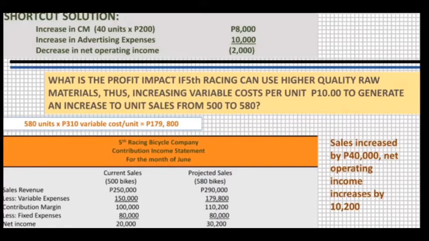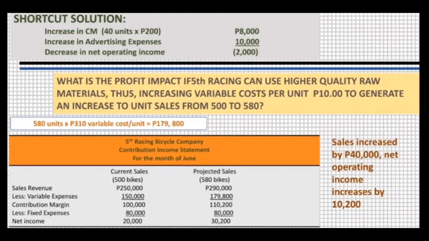Increase in CM, 40 units times 200 equals 8,000. Increase in advertising expenses, 10,000. Decrease in net operating income equals 2,000.